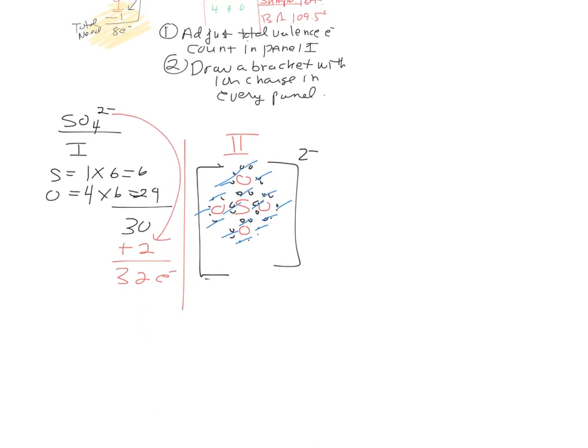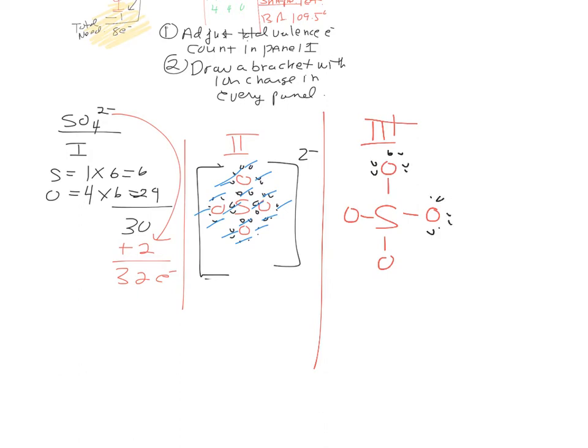Panel 3. I'm going to clean up this picture considerably by drawing lines around the sulfur. But the oxygens still need their total 8 electrons. And remember, once you calculate this number 32, that means that every single picture has to have 32 electrons.